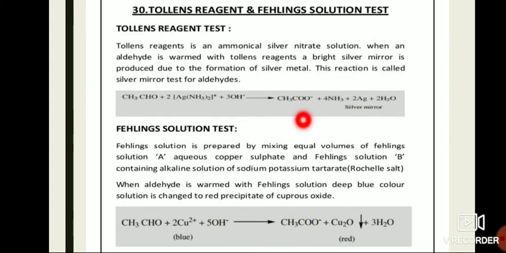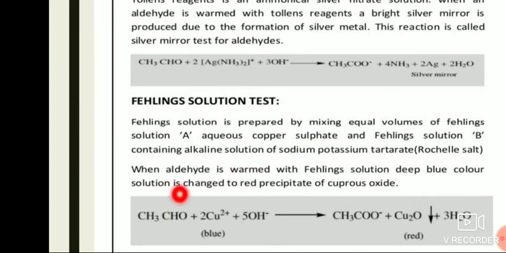Tollens' reagent and Fehling solution test. Tollens' reagent is an ammoniacal silver nitrate solution. When an aldehyde is heated with Tollens' reagent, a bright silver mirror is produced due to the formation of silver metal, Ag. This reaction is called the silver mirror test for aldehydes. Next one, Fehling solution test. Fehling solution is prepared by mixing equal volumes of Fehling solution A, aqueous copper sulfate, and Fehling solution B, an alkaline solution of sodium potassium tartrate, which is Rochelle salt. When an aldehyde is heated with Fehling solution, the deep blue color solution changes to a red precipitate of cuprous oxide.